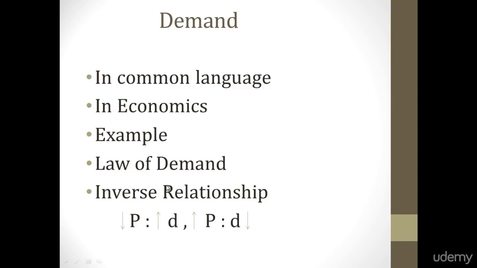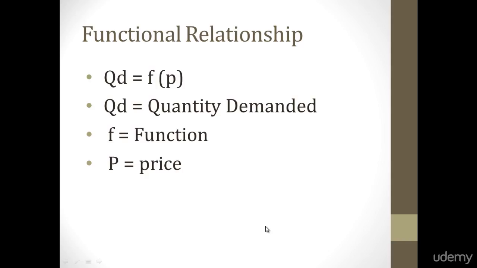Quantity demanded and price has an inverse relationship. You can see it. When price decreases, then quantity demanded increases. When price increases, then quantity demanded decreases. So it has a functional relationship because quantity demanded is a function of price. When price increases, quantity demanded decreases. When price decreases, then quantity demanded increases. QD stands for quantity demanded, and F stands for function, and P stands for price.